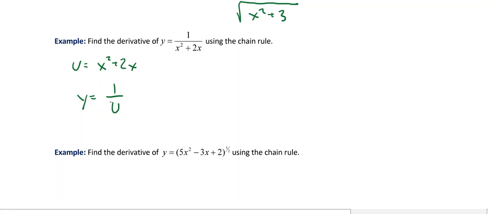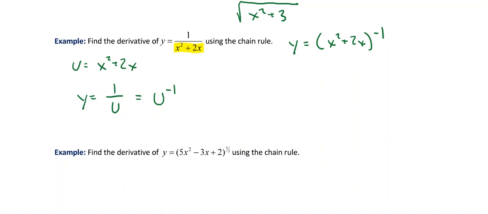And since I want to bring the u up to the numerator, I'm going to make that u to the negative 1. So in other words, I could just say that this is y is equal to x squared plus 2x, all raised to the negative 1 power. All right? So this is my u. U is this part of that. And so we bring it up to the numerator and raise it to the negative 1 power, because this is really raised to the first power in the denominator.